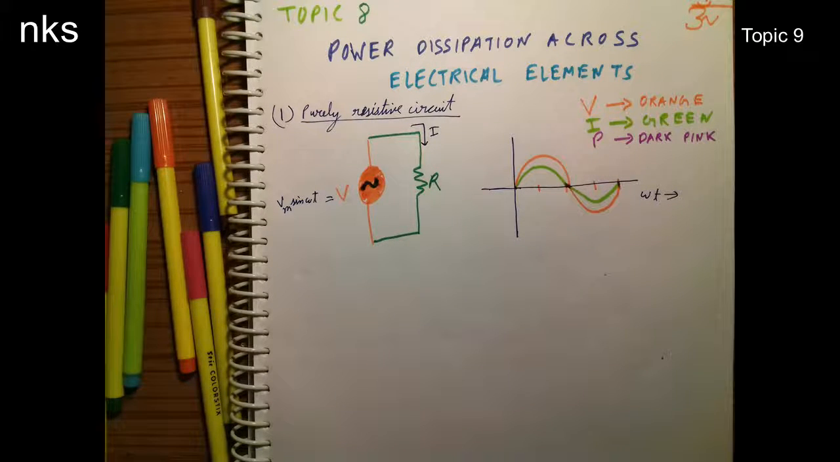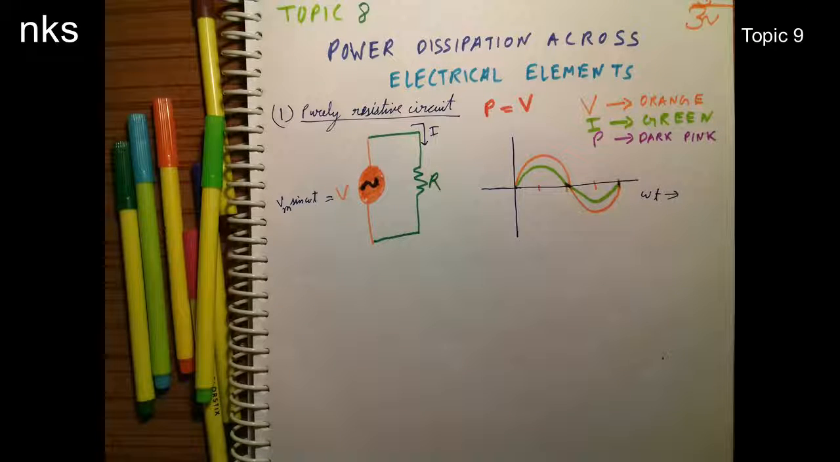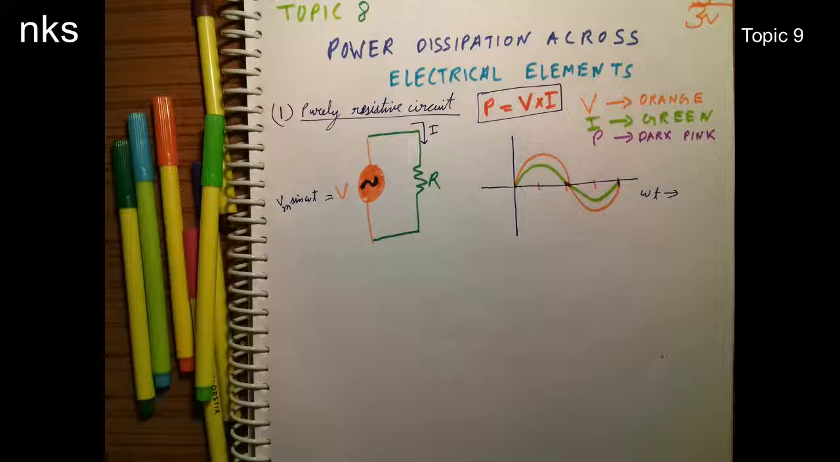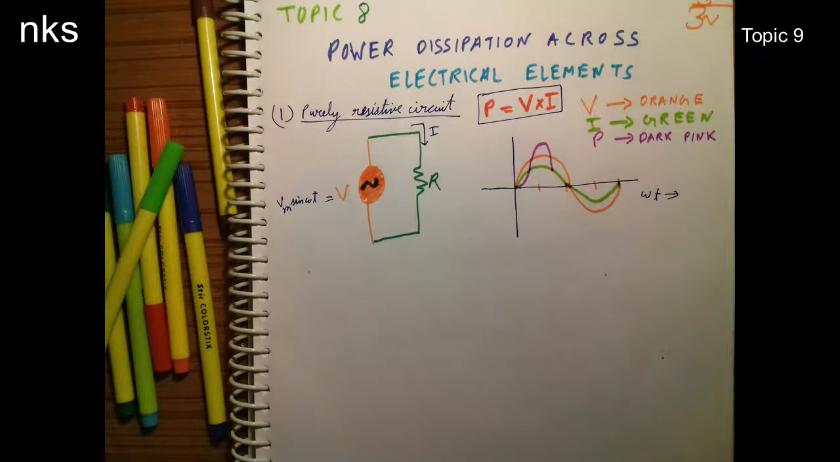Now we know power is equal to V into I. So let us see the waveform for P. Now listen to me carefully. For the first half cycle, V and I are both positive. So the power waveform will also be positive. So V into I is positive, and the waveform is as shown on the screen.